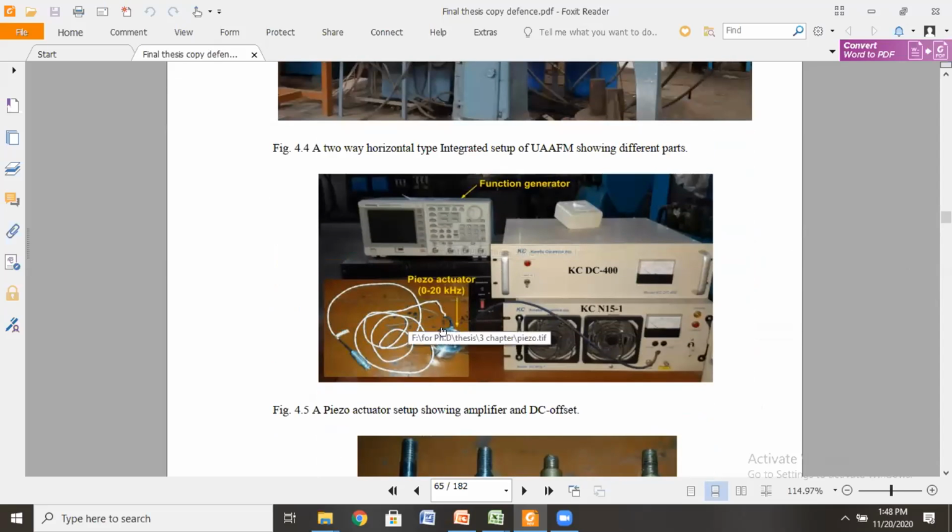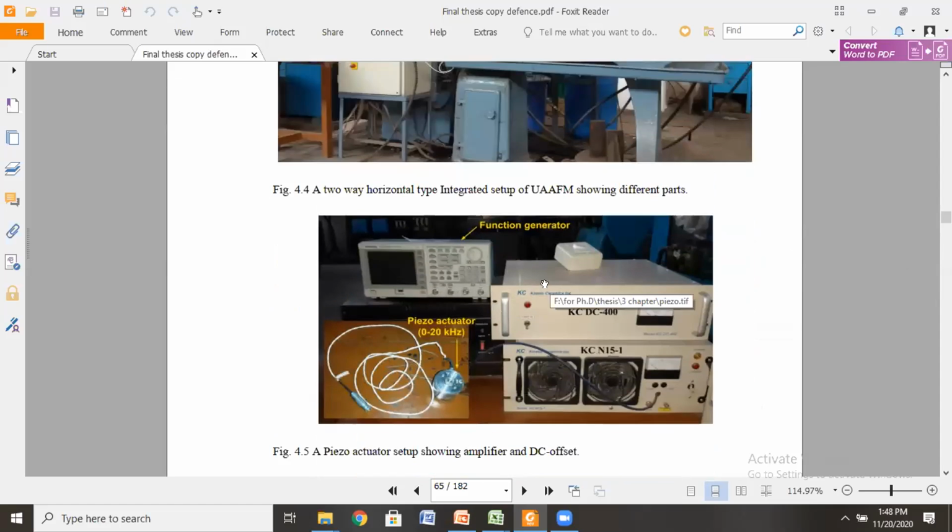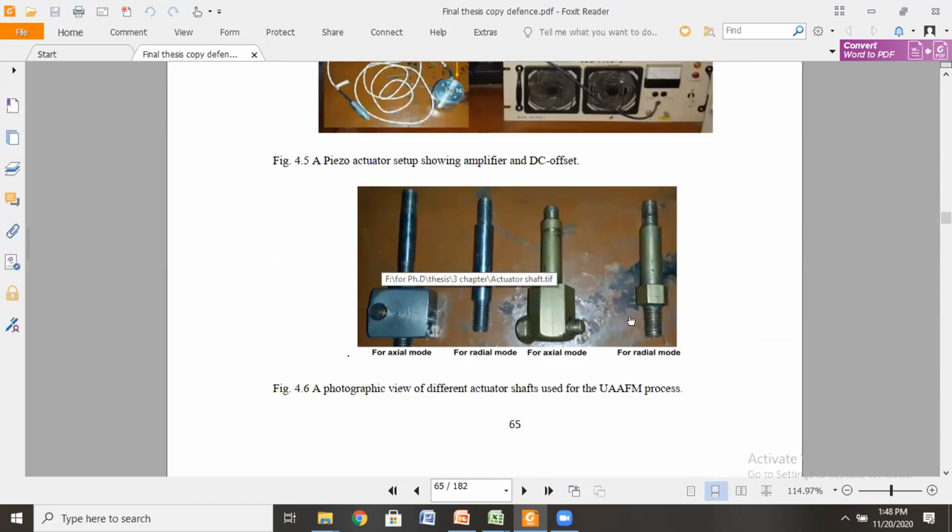This is the actuator setup, and here you can see we tried different shafts. We generally call these actuator shafts. They connect the actuator to the workpiece. We used different materials: we tried brass, steel, aluminum, and also titanium. So these shafts are for different materials and different dimensions.